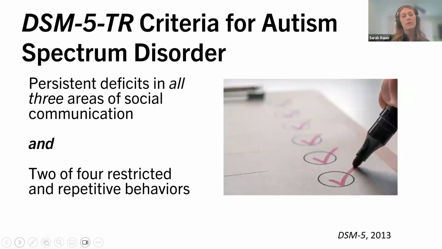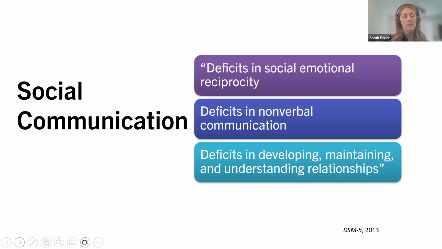When we think about the criteria for autism, right, those shifted a lot in 2013. So that is beyond the scope of our discussion today, but when we think about it, there's persistent difficulties in all 3 areas of social communication, 2 of 4 restricted and repetitive behaviors. It affects social emotional reciprocity. We're going to talk about that as it relates to reading, nonverbal communication, and also the ability to develop, maintain, and understand relationships. I think it's important to remember it's not an absence of these skills, it's a difference. And so that is something that's important to remember when we're thinking about the complexity of what autism spectrum condition is and what it means.